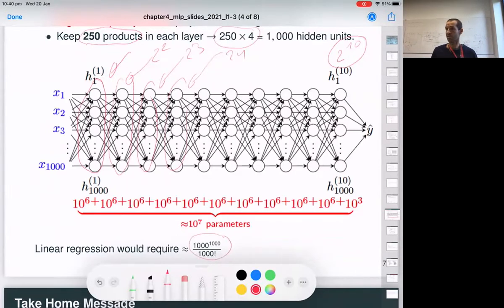For the 250, I considered that not all the interactions are relevant, and I just kept 250 products. I don't know which ones, but if my neural network puts some weights equal to zero, I don't care. Can somebody, yes, thanks Mathieu, explain to Jade.